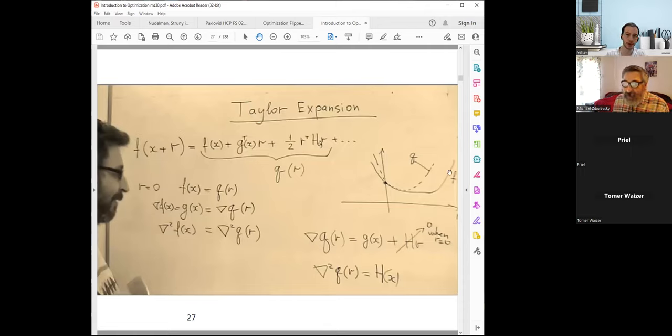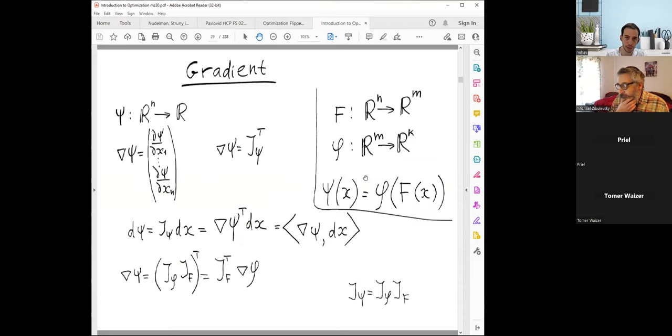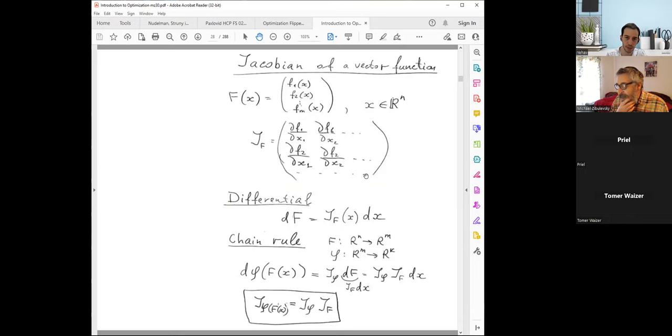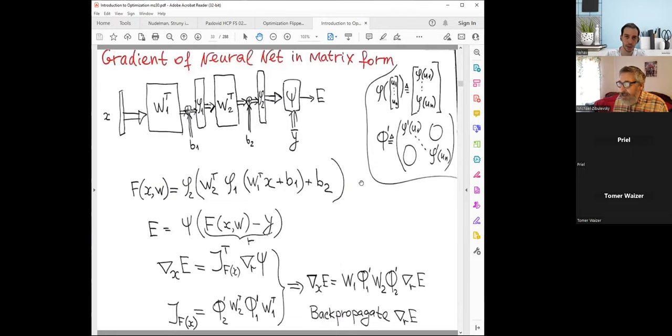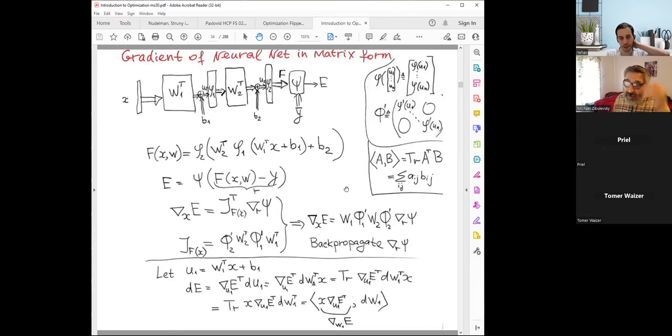It's a good idea to watch Jacobian, gradient, Jacobian of graphs, and the gradient of a neural network in matrix form. I need to repeat the video, but there is also in the beginning a general 20-minute introduction to neural networks. It's good to watch it as well, because it gives you a general understanding of what is going on there. The first 20-minute video on neural networks is a very good introduction for those who start from scratch.